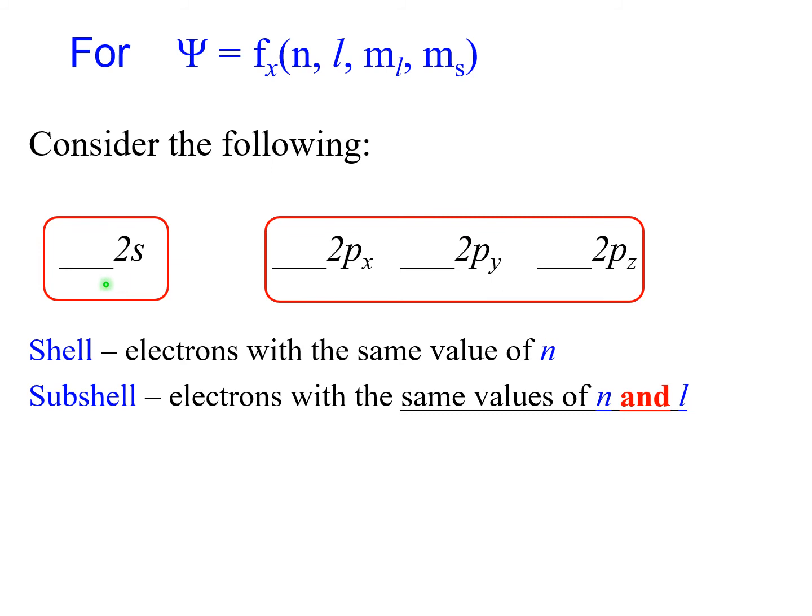Likewise, the s is the subshell in and of itself for the second quantum shell, as the p orbitals are a subshell in the second quantum level.